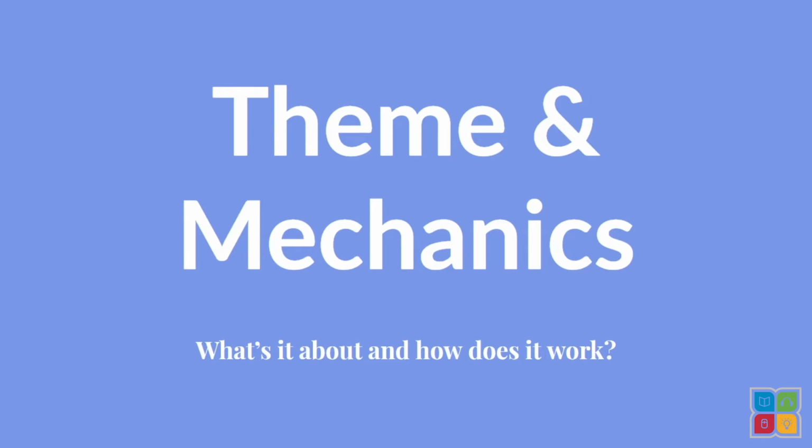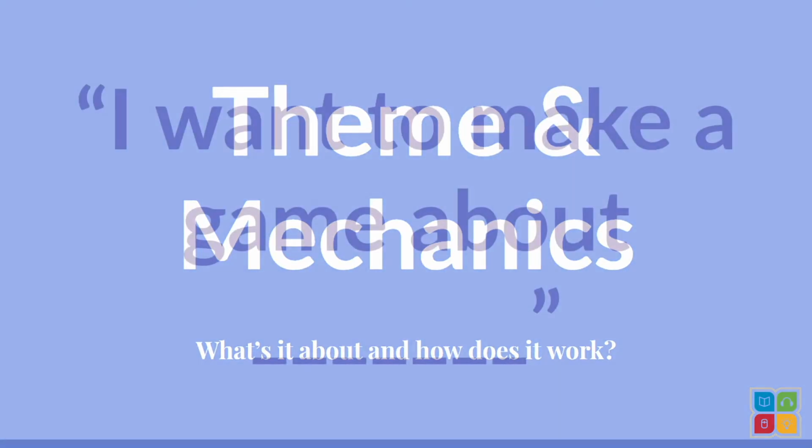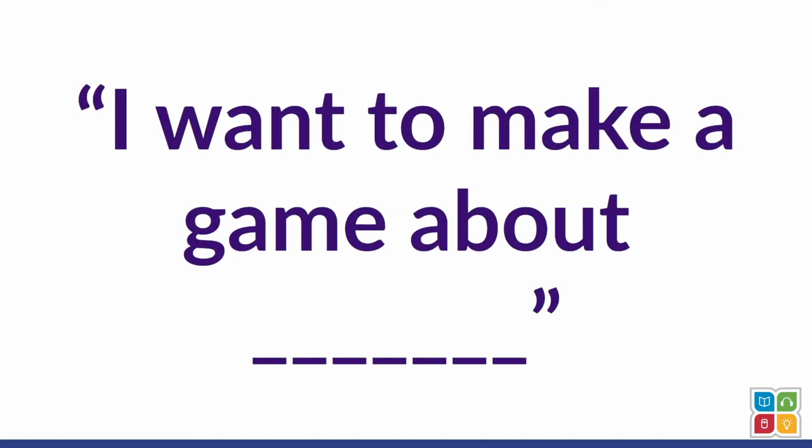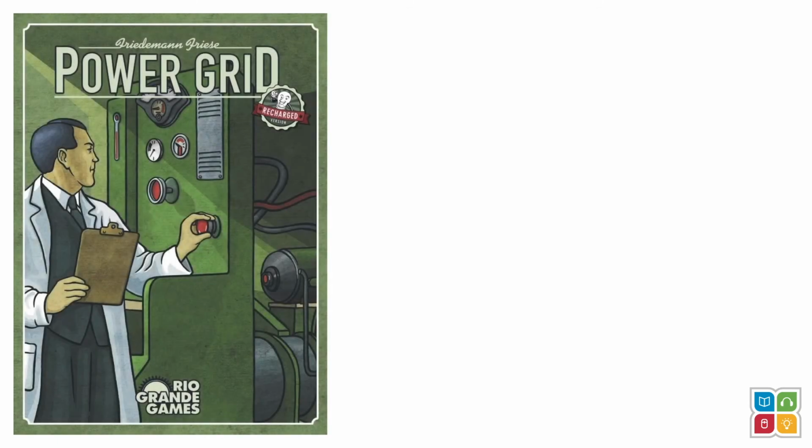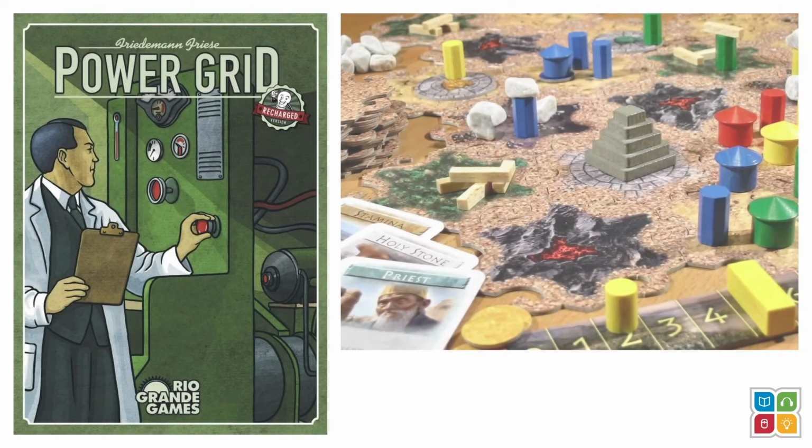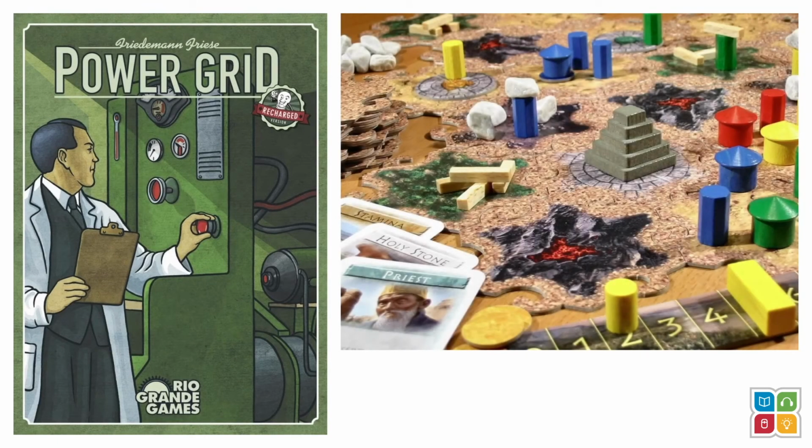Theme being the unifying idea of a game. The theme is the style of the game and the aesthetic and concept that bind a game together. You may be thinking, I want to make a game about blank, because you're passionate about a subject or find an idea very interesting. That likely means that you're working from a theme. For example, I want to make a game about power plants, or I want to make a game about ancient Mesopotamia, or I want to make a game about puns.